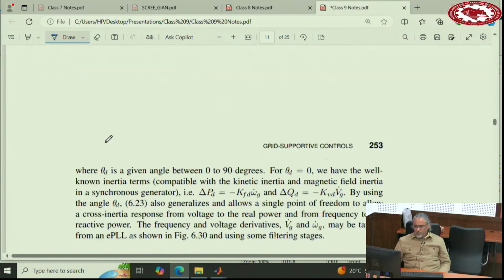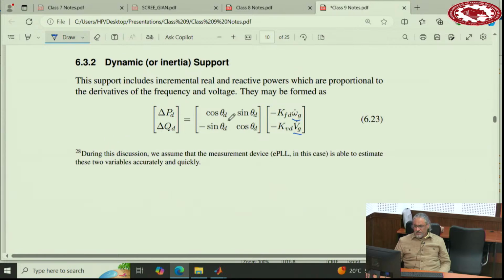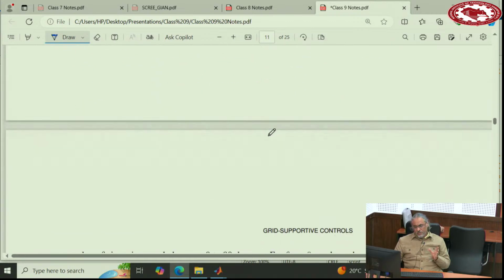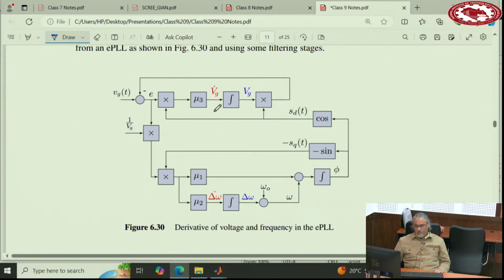So if you want to, for instance, calculate the differentiation of frequency of the grid, differentiation of the magnitude of the grid, which normally we don't need, but some people go to this approach, you can use EPLL. When you apply Vg, it gives you magnitude. Before that integrator, it gives you the derivative of the magnitude. Or here it gives you the frequency, and before that, it gives you the derivative of the frequency.